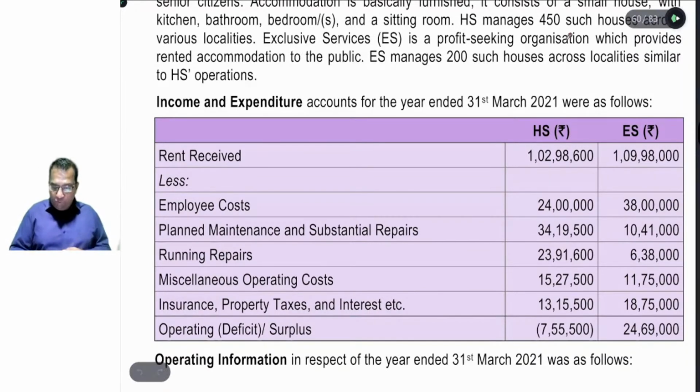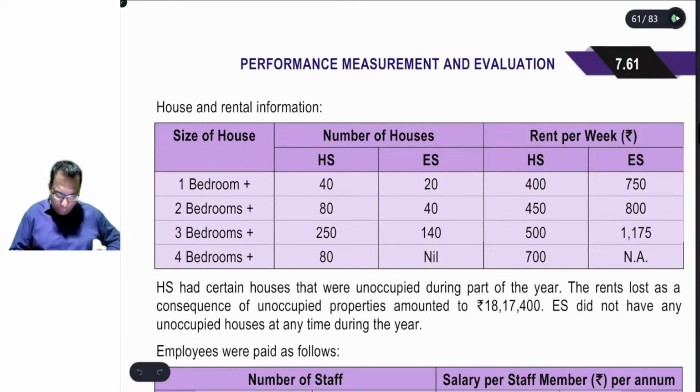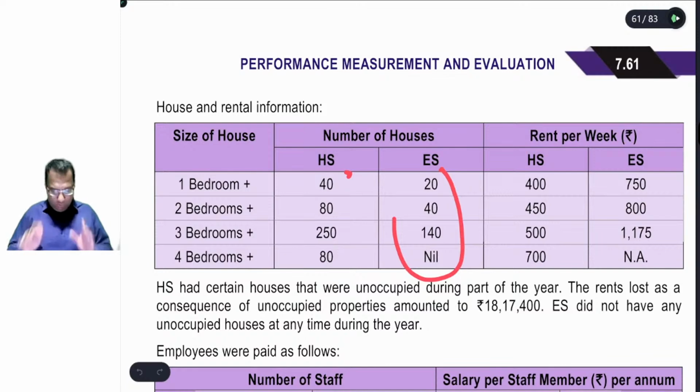We are having 450 houses and we are incurring a loss. Our competitor, although a profit organization, has only 200 such houses but generates a reasonable amount of profit, 25 lakh approximately, from a turnover of 1 crore 10 lakh. Operating information is given to us. If you total this, it will be 450, because we have a total of 450 houses. If you total this, that will be 200, because the competitor has 200 houses.